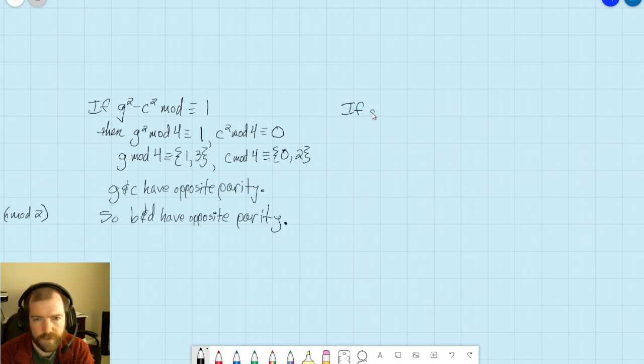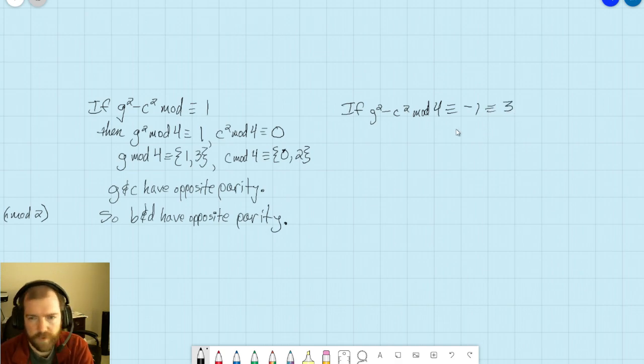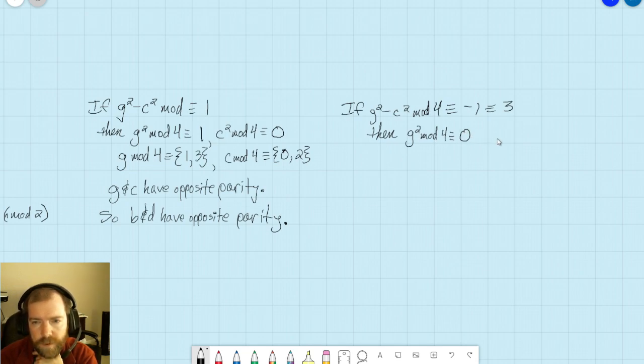All right, if g squared minus c squared mod 4, oops, forgot it in the last one, was equal to -1, or 3, whichever one we prefer here. Then, again, g squared mod 4 is going to be 0, sorry. And c squared mod 4 is going to have to be 1.